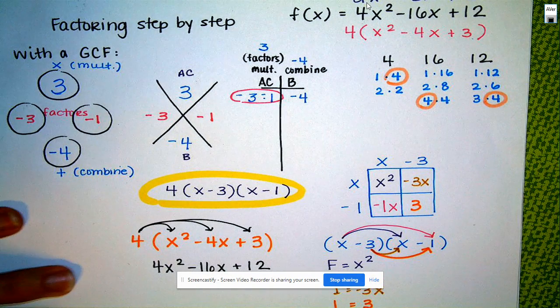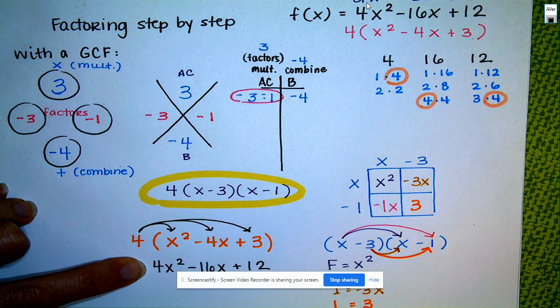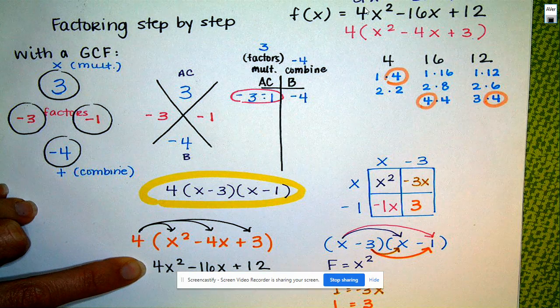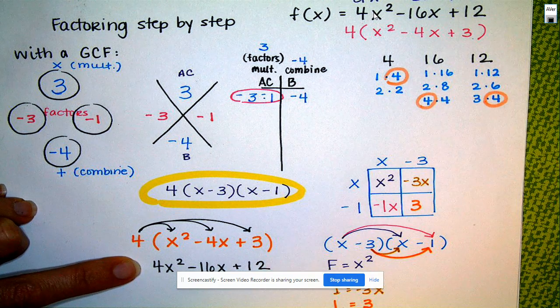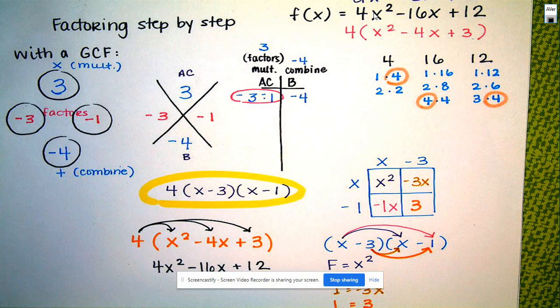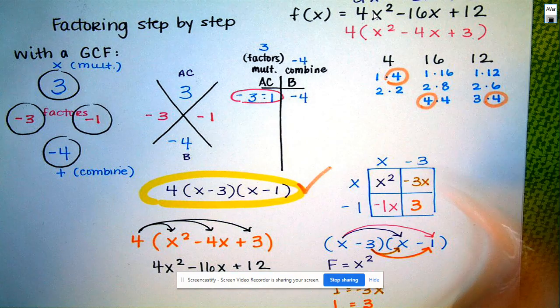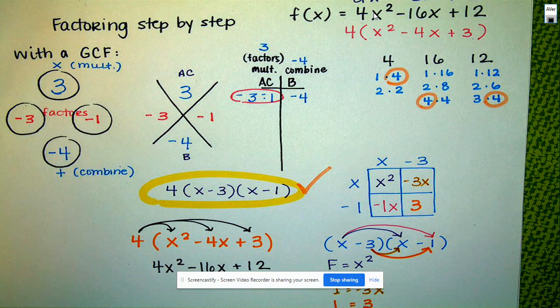So 4x squared minus 16x plus 12 is our 4x squared minus 16x plus 12 that's up here at the top. So that means we did indeed factor it right, and we can say that that answer is correct. So we did it correctly. We factored. All right, guys, that's factoring with a GCF.